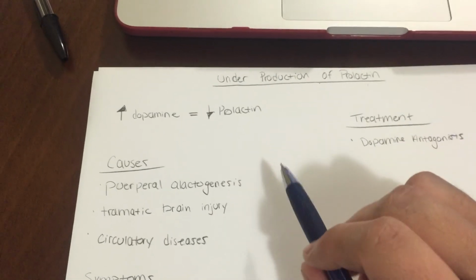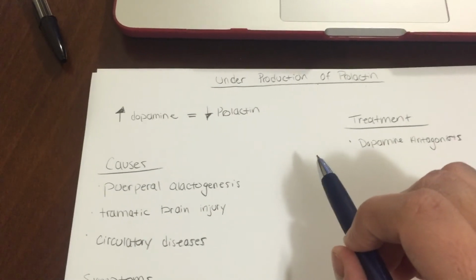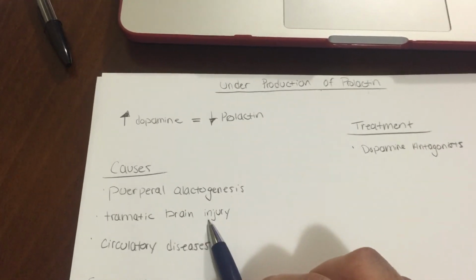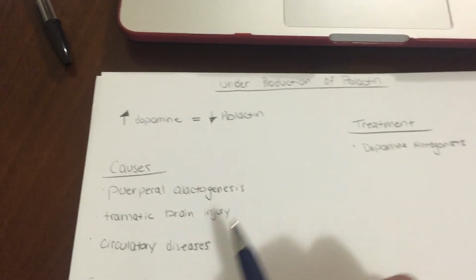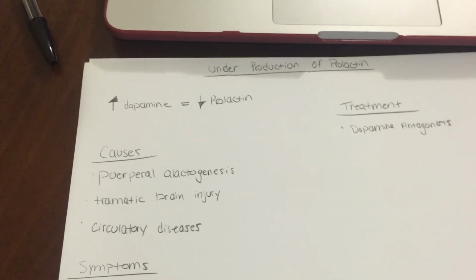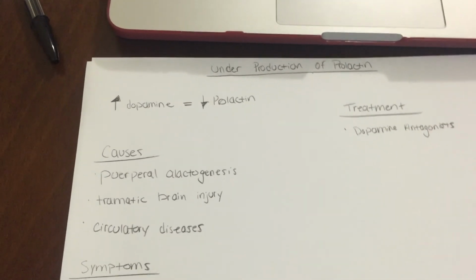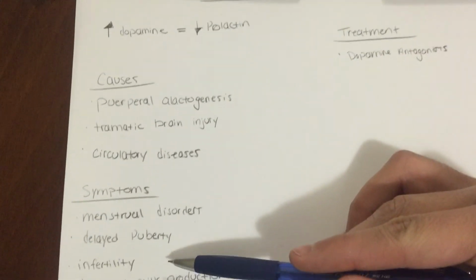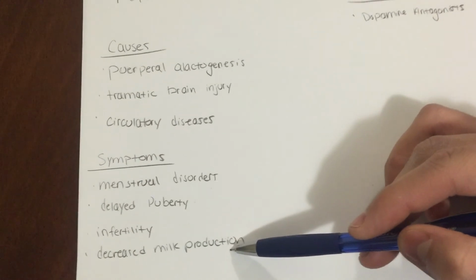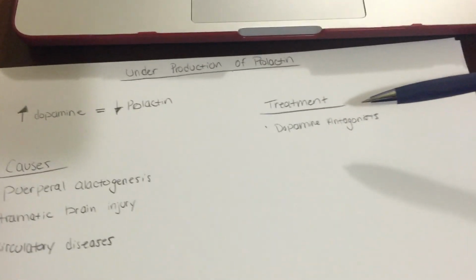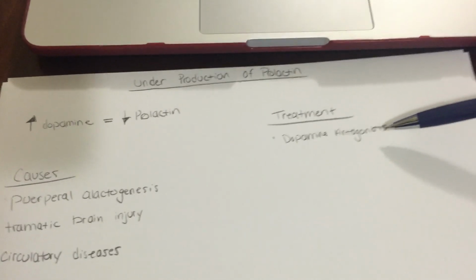Other sources for prolactin deficiency can be due to familial puerperal alactogenesis, traumatic brain injury, or circulatory diseases. Puerperal alactogenesis is hereditary and results in the inability to breastfeed. Symptoms can include menstrual disorders, delayed puberty, infertility, and decreased milk production. Treatment can be achieved by taking drugs that act as dopamine antagonists and remove the inhibition of the lactotrope cells.